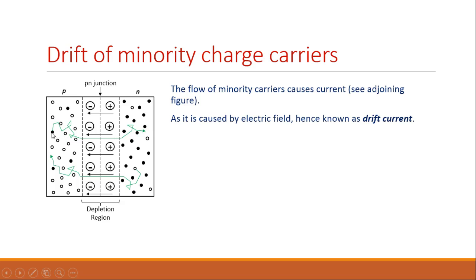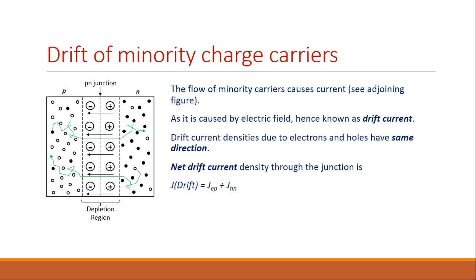You can see here an electron moves randomly. The random movement is shown by green lines and it lands itself into the N region. Similarly, a hole, which is a minority charge carrier in the N region, moves randomly under the influence of the electric field in the depletion region and lands itself into the P region. As this movement and the current is caused by the electric field, hence it is known as the drift current. Drift current densities due to electrons and holes have the same direction.